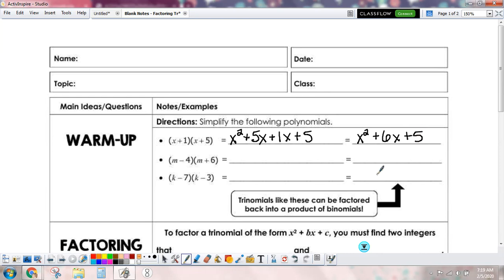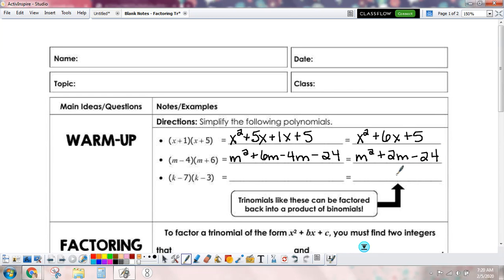All right, so same thing here. First, outer, inner, last. Your first should be m squared. Your outer should be 6m. Your inner should be negative 4m. And your last should be negative 24. Combine your like terms to get 6 minus 4 is 2. So I have m squared plus 2m minus 24.